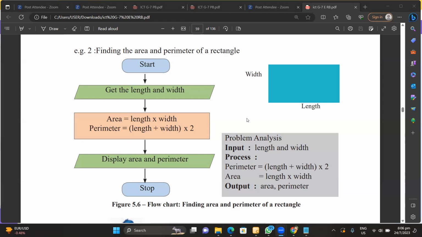Width plus length plus width plus length is the perimeter. Or you can do the simple way: width plus length multiplied by 2 is the perimeter. Area is width into length. Both of these are sequence. So when the flow chart is there, it's very, very easy to convert that to a program. I will show, but this is not there in your syllabus.